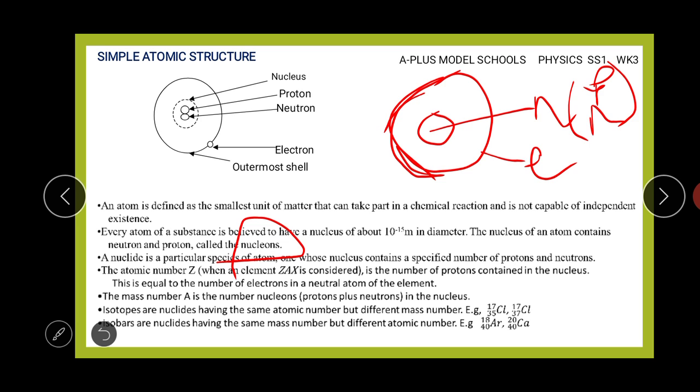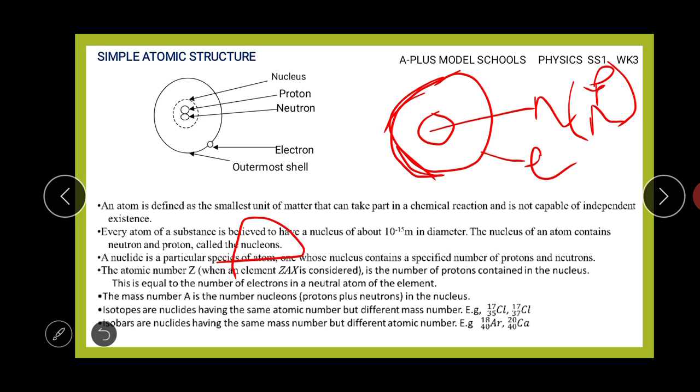The atomic number, I think I talked about this before. The atomic number is the number of protons contained in the nucleus, and it is equal to the number of electrons whenever the atom is neutral. Atomic number is the number of protons of any atom. For instance, sodium has 11 as its atomic number, which means the number of protons in sodium is 11.